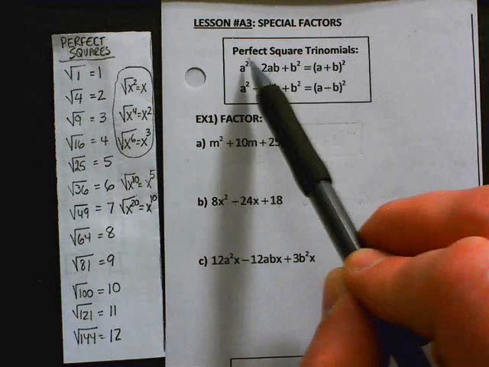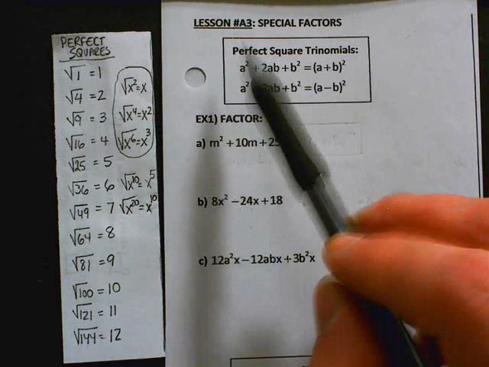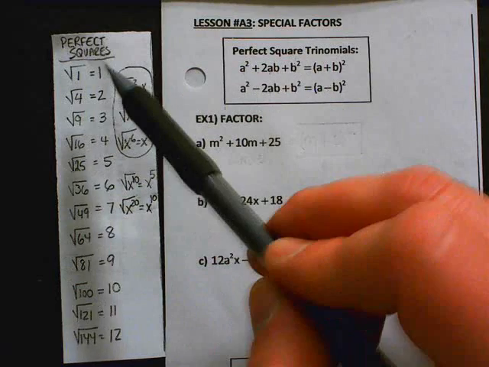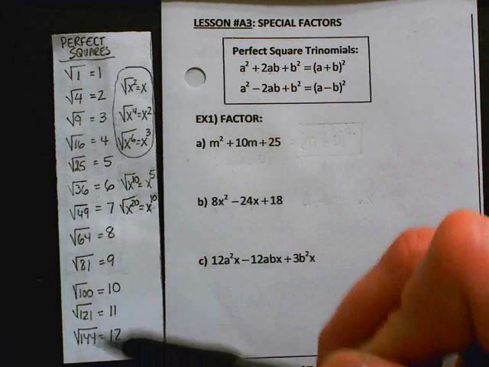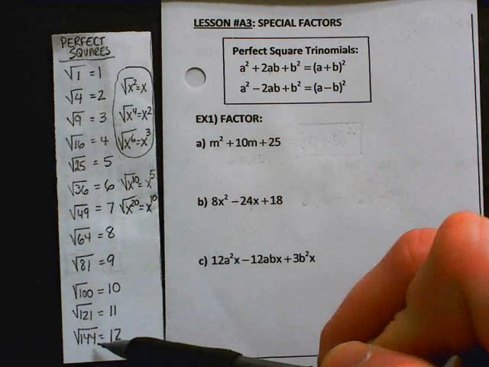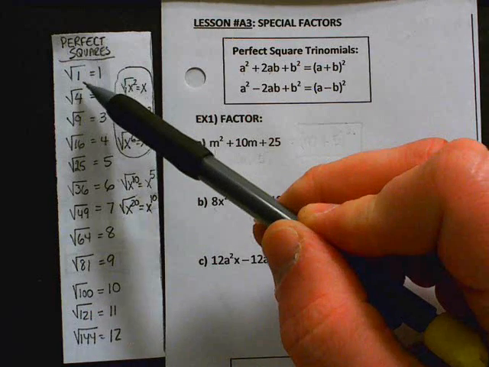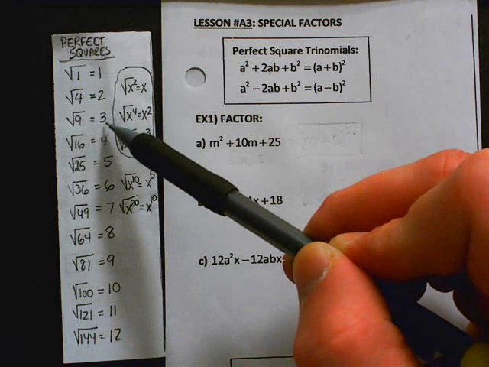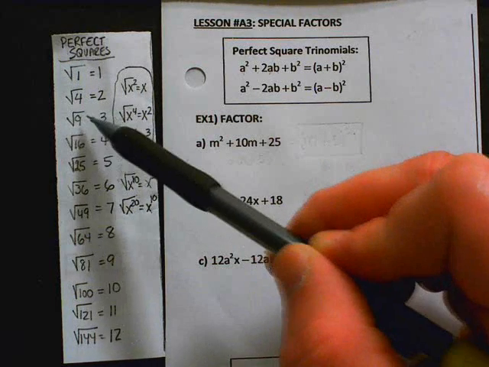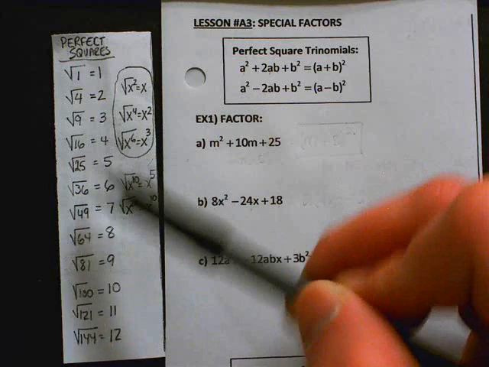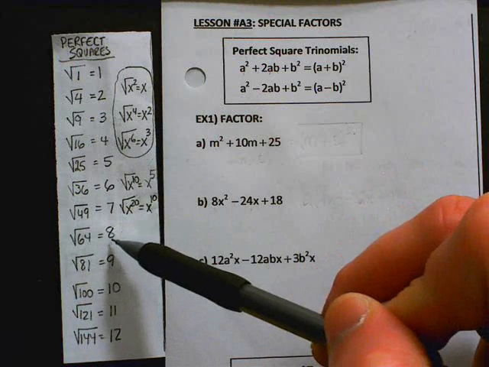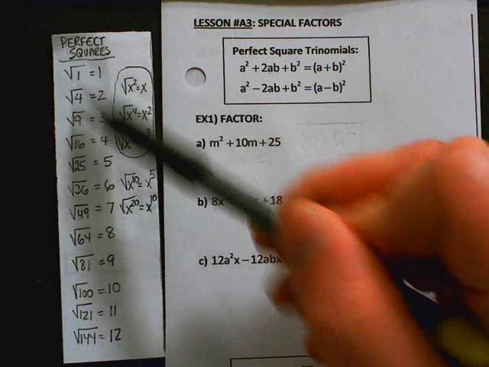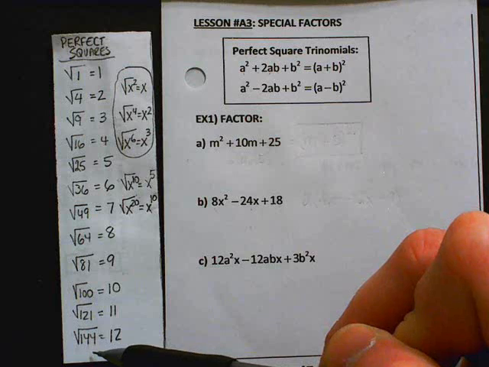Before I can talk a little bit more about this, let's understand what a perfect square is. Here I have a list of perfect squares from 1 to 144. A perfect square is any number whose square root is a whole number. So for example, the square root of 9 is 3, the square root of 64 is 8. So all of these square roots give me a whole number, so all these numbers here are perfect squares.